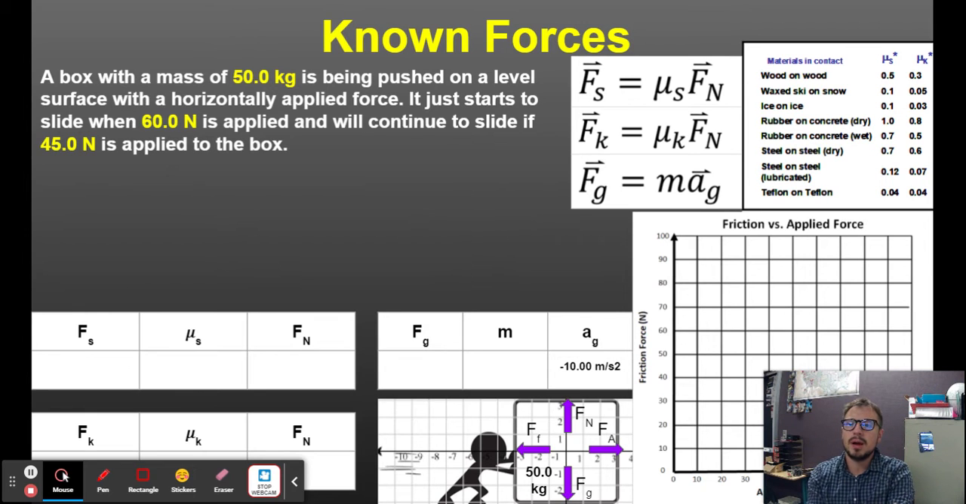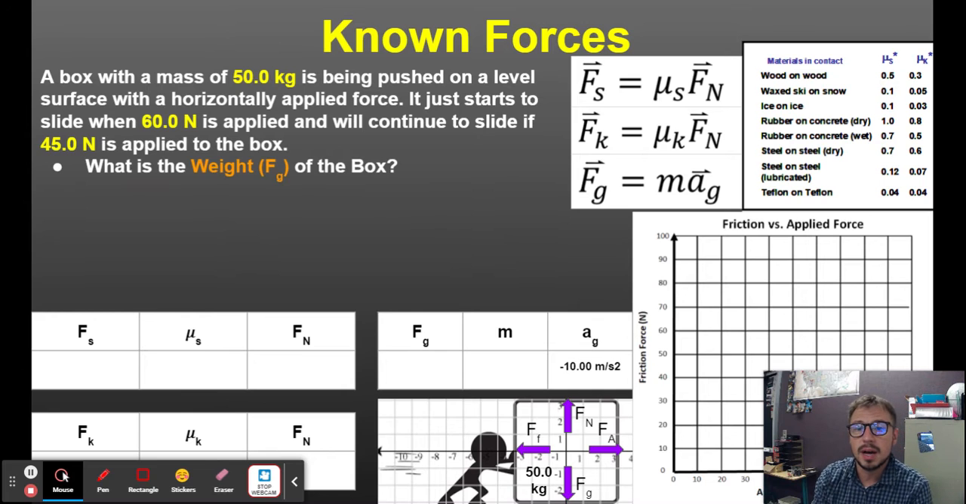So this is a very simple problem. A box with a mass of 50 kilograms is being pushed on a level surface with a horizontally applied force. It just starts to slide when 60 newtons is applied and will continually slide at a constant velocity if 45 newtons is applied to the box.